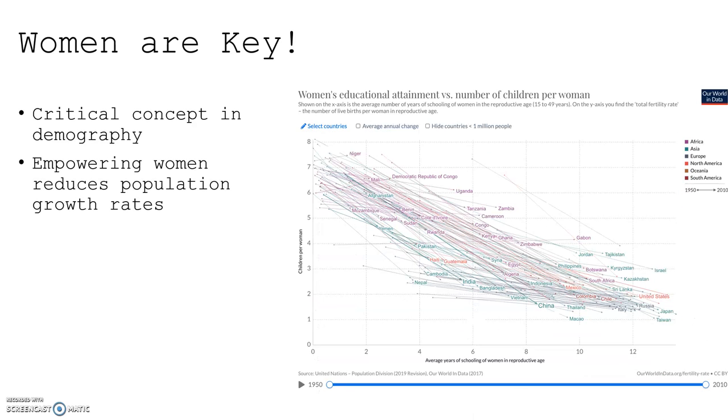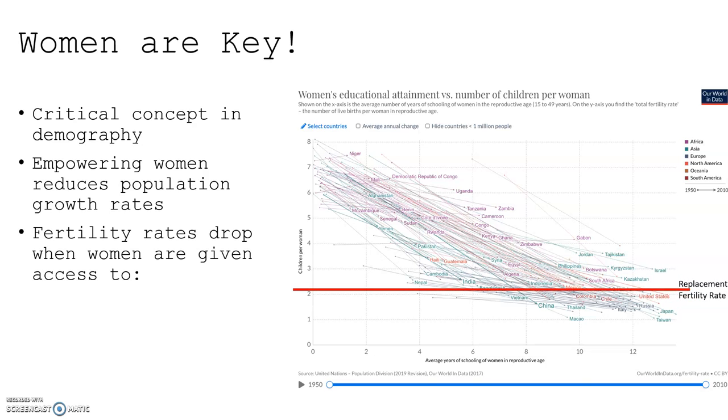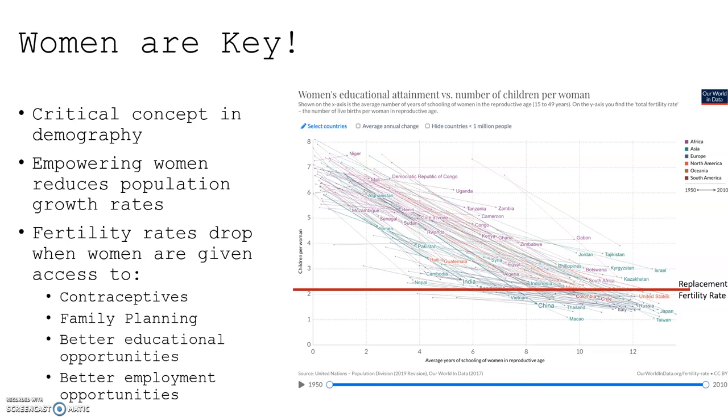So women are a key factor in all of this. They're a critical concept in demography. Empowering women reduces population growth rates. Fertility rates drop when women are given access to things like contraceptives, family planning, better educational opportunities, and better employment opportunities.